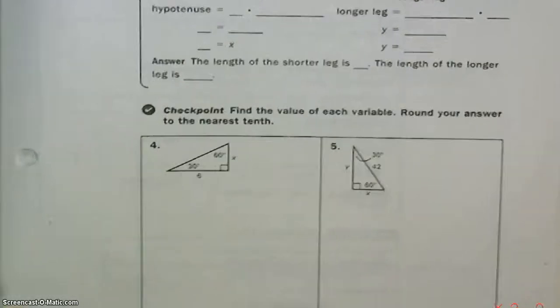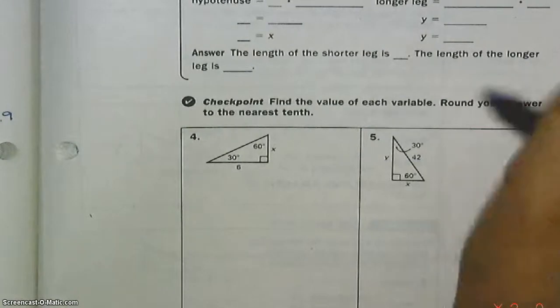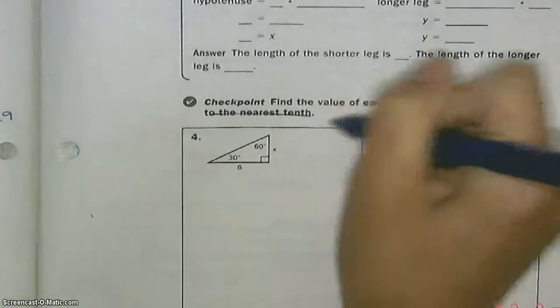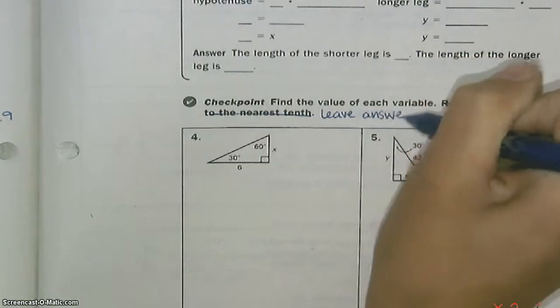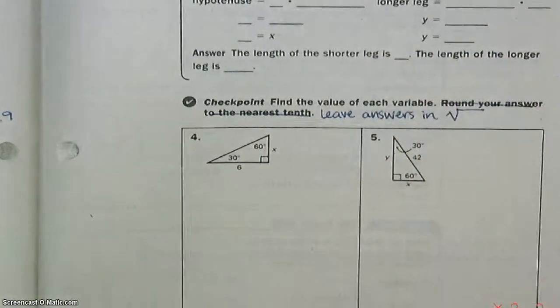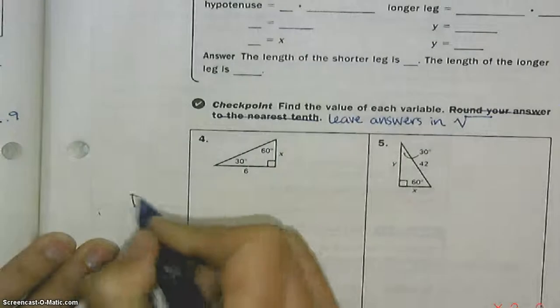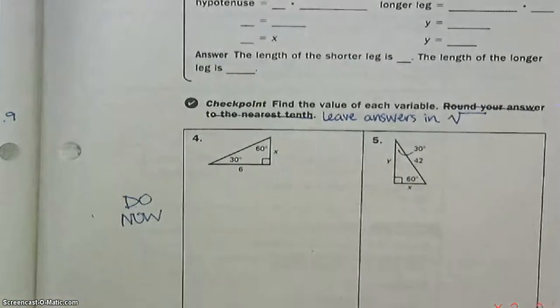All right, I say we should leave our answers in square root form where necessary. Obviously, whole numbers, you don't have to worry about that. Go ahead and do those now.